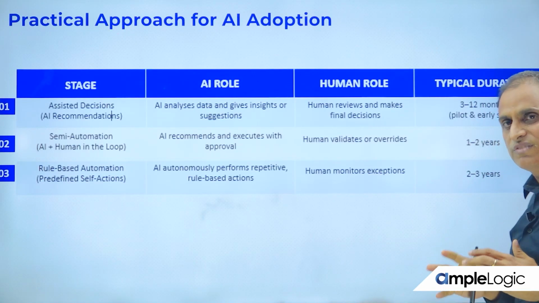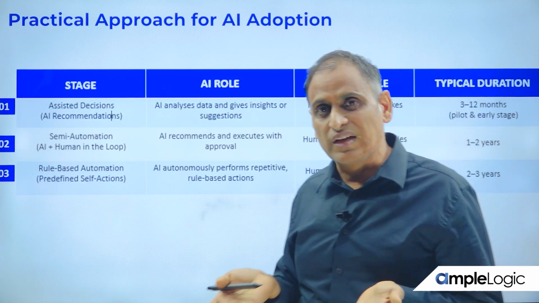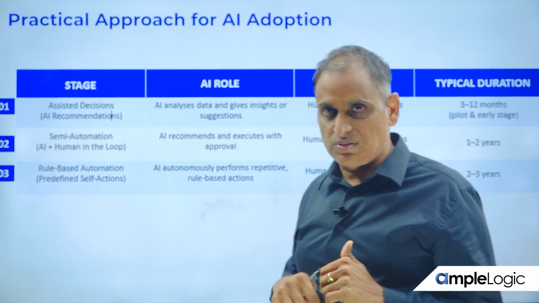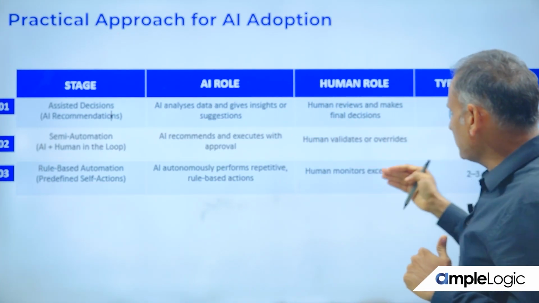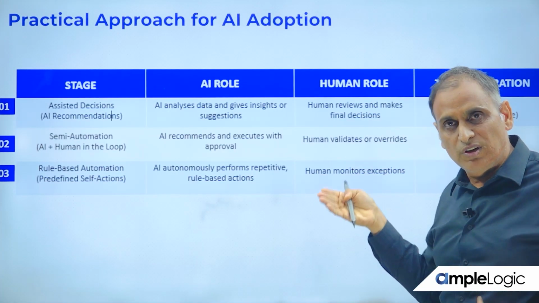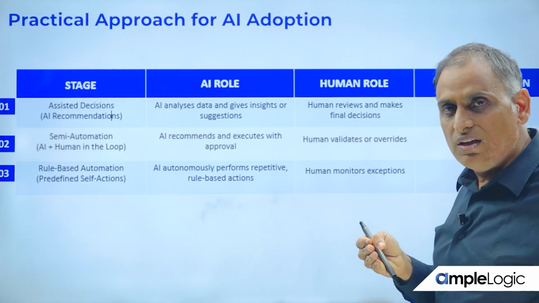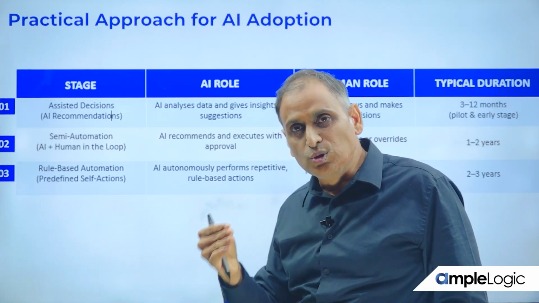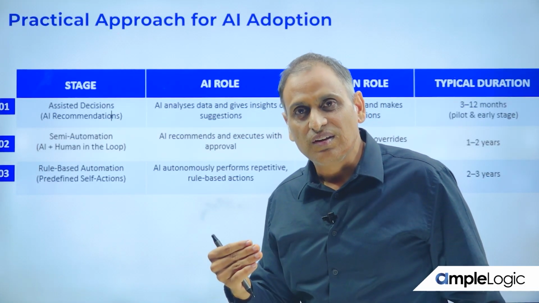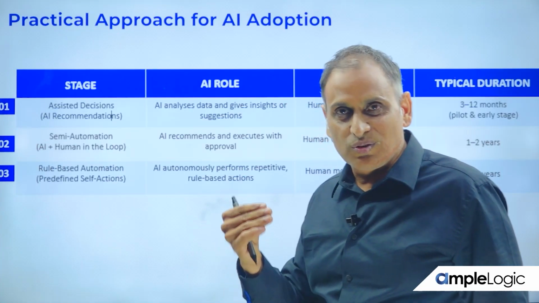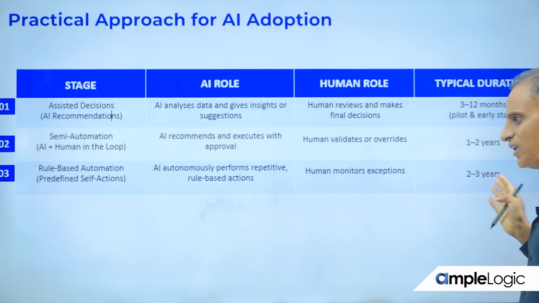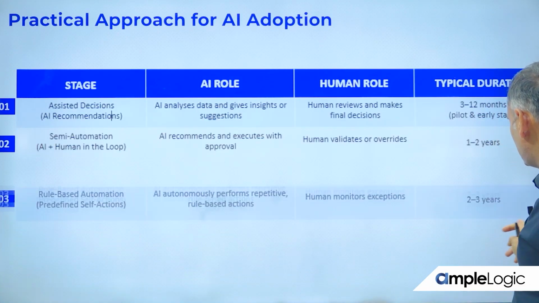Right, here what happens if there are any exceptions? Whatever the exceptions are, the humans are going to look into them, right? So the amount of effort is getting reduced as you go stage by stage. AI will be taking over, and the effort from the human end is minimal, right? So the typical timeline is 2 to 3 years.